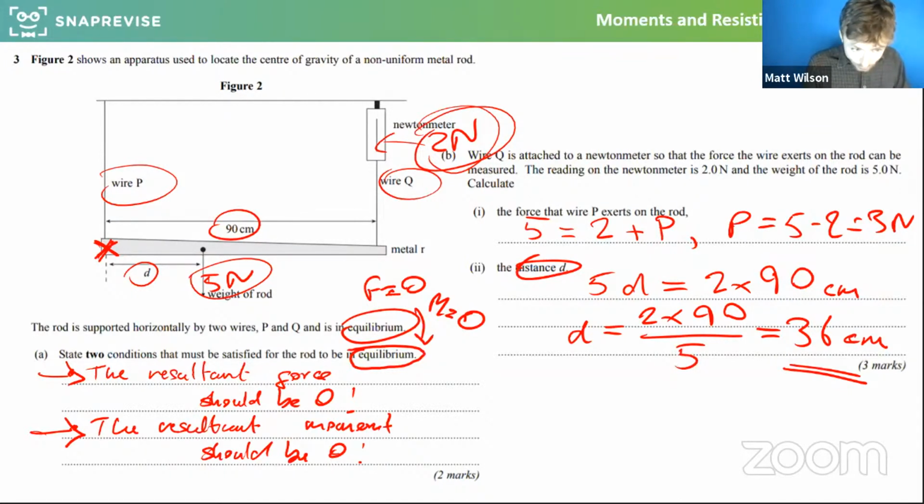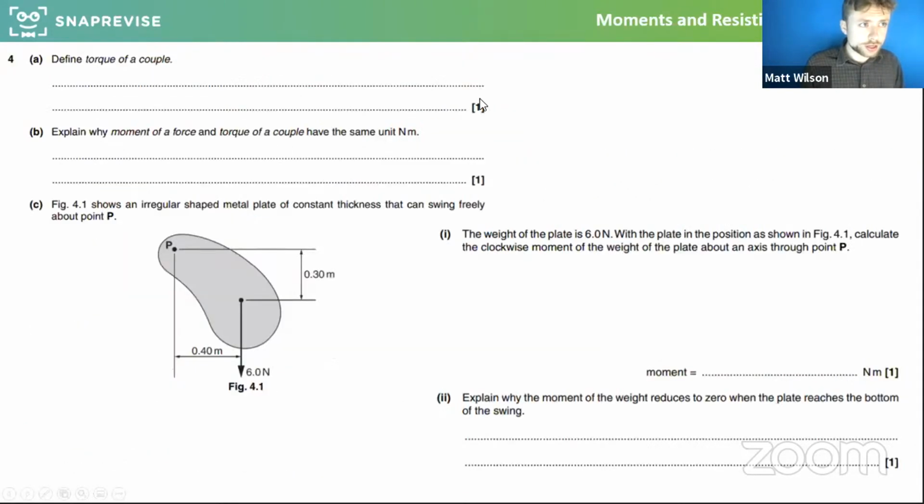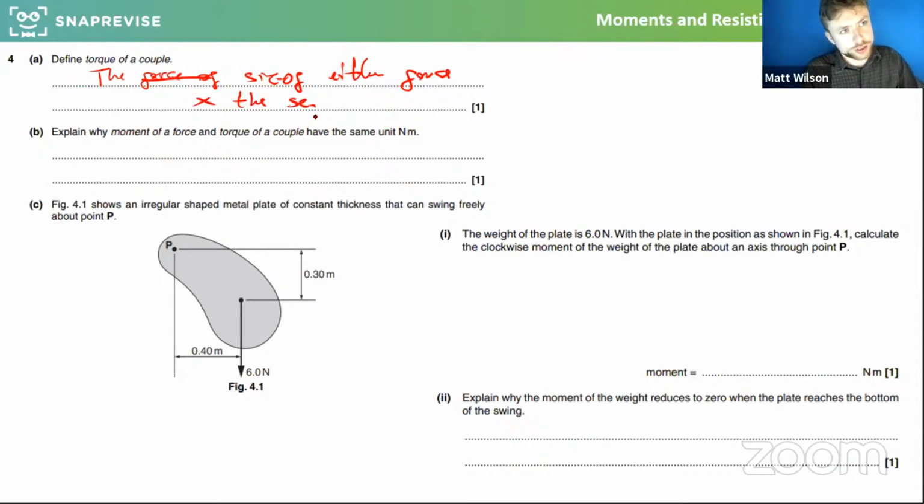Right. So we're nearly there. Let's see what we have. Yeah, so we'll just go through this last question pretty quick. So we were asked to define the torque of a couple before, and the torque was given by the size of either force times the separation between them.